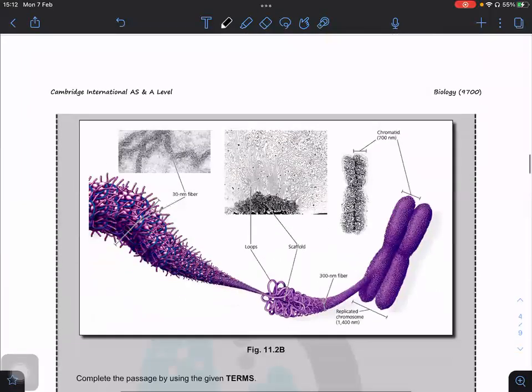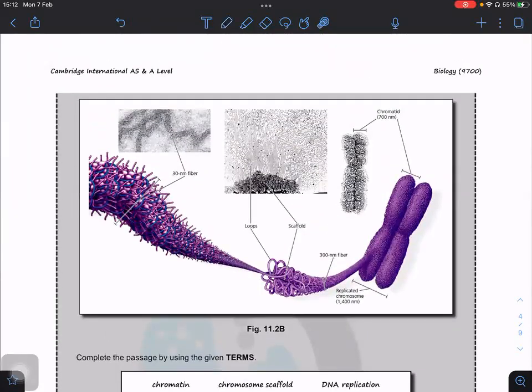So if you look at this area here, you can see that the chromatin starts to form loops and then coils onto the protein scaffold, and it forms one sister chromatid. So we have two sister chromatids to form a chromosome. This chromosome is known as the metaphase chromosome. Sorry, I think I changed the color. So this structure is known as the metaphase chromosome.